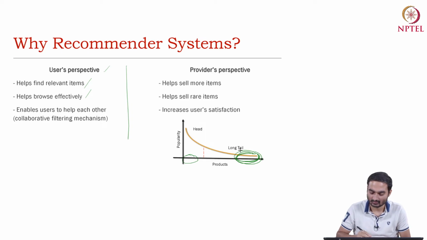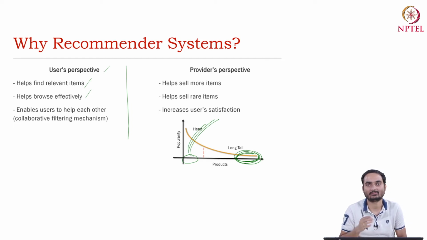If you keep on recommending the popular products, ultimately your skewness will increase. So, there should be a balance of products which may not have been purchased by users in the past, but they are actually good. Those products can also be recommended.